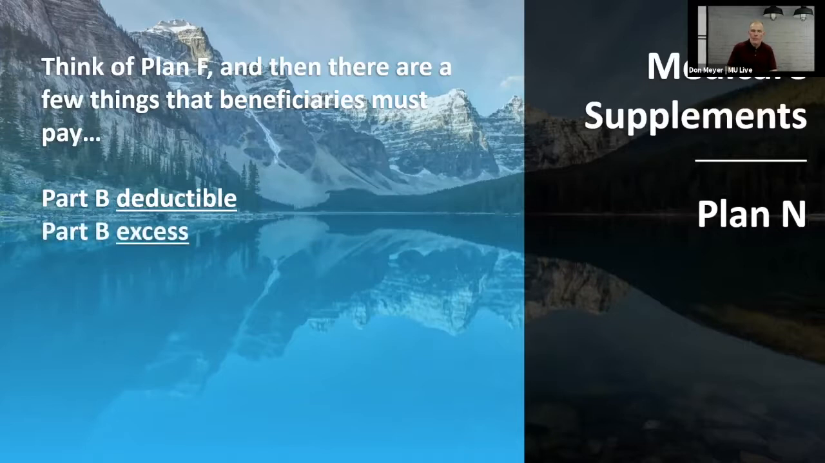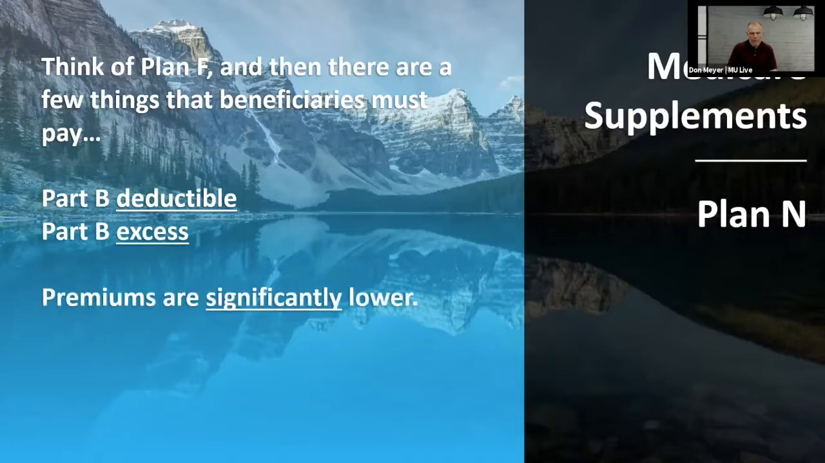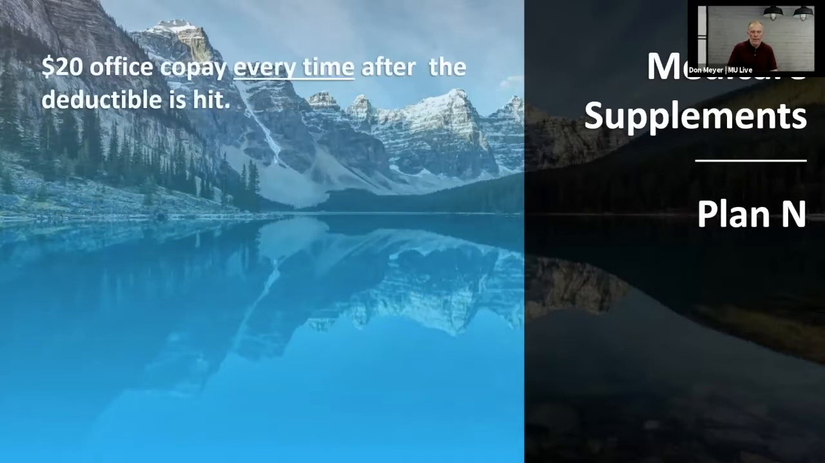Secondly, they have to pay the Part B excess if the doctor does charge it, which is very uncommon, but the premiums are significantly lower. Very good option for people. Now, there is a $20 copay that people have to pay every time after that deductible is hit.